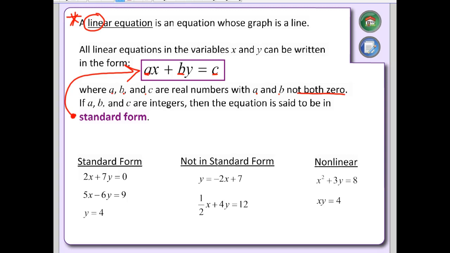If you look at example number 1, we've got 2x + 7y = 0. What number there represents a? Yeah, this is a because it's in front of x. What number represents b? That's 7. And c is 0. It's my constant term. All right, so if we look at my next example, we've got 5x - 6y = 9. 5 is A, -6 is B, and 9 is C.